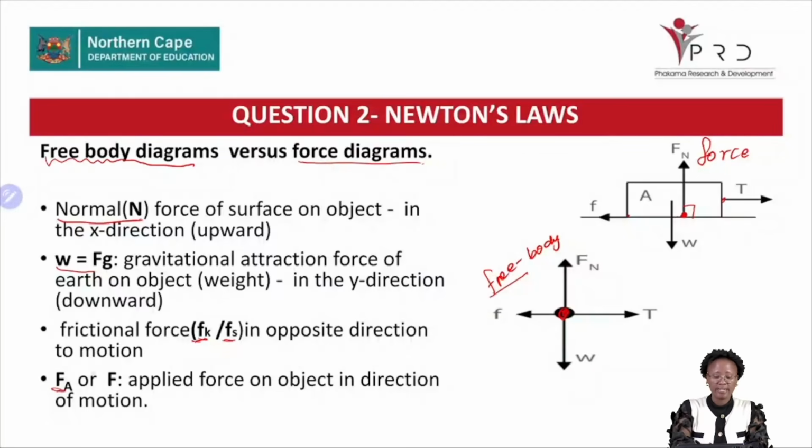And then the other one is Fa or F, which is the applied force, whether it's a pulling force or a pushing force. And then the last one I forgot to mention is T for tension. Remember, you also need to know that there can be a tension force. When do you know that there is tension? Whenever you see a string, a rope, or a cable, that is when you know that there is a tension force.